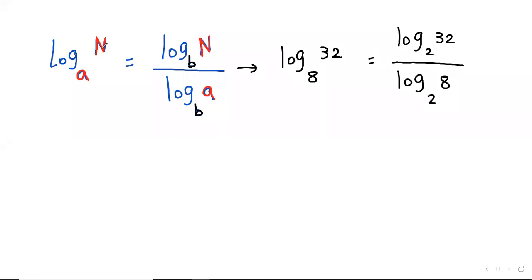So if we have log n in the base a, we can write it as log n in the base b over log a in the base b. Like this example here. Log 32 in the base 8. We can write it as log 32 in the base 2 over log 8 in the base 2. Log 32 in the base 2: 2 raised to the power of what equals 32? It's 5. Over log 8 in the base 2: 2 raised to the power of what equals 8? It's 3. So it's going to be 5 over 3, which is 1 and 2/3.